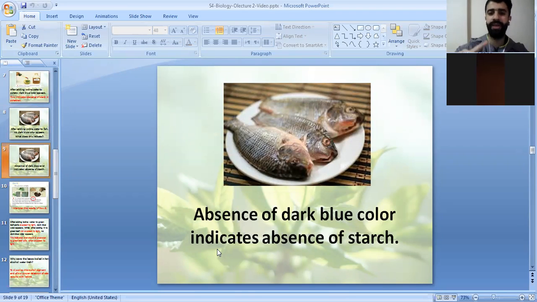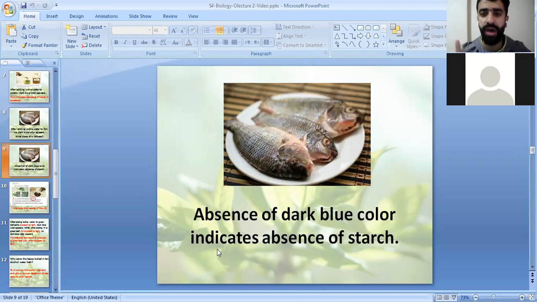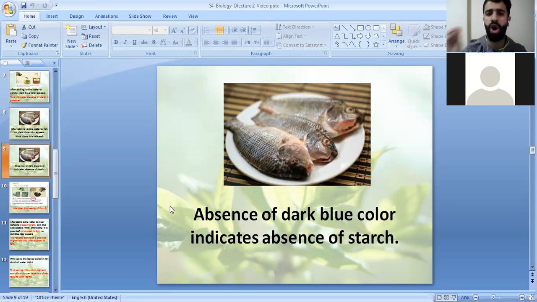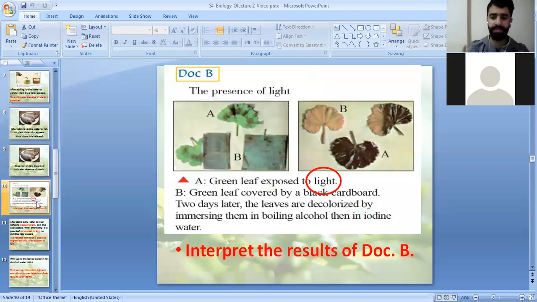So I will repeat it. When we have a positive result with the iodine test, it means that we have starch. A negative result means that we don't have starch. When the iodine test gives dark blue color, there is starch. When it gives no dark blue and stays brown or orange in color, there is no starch.